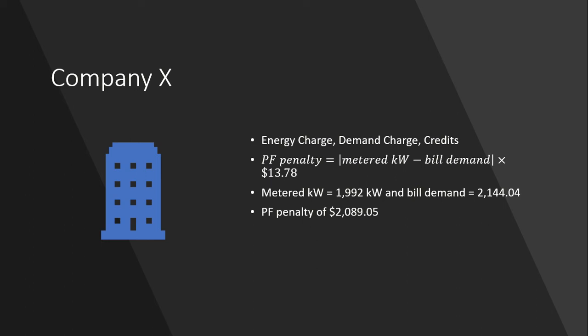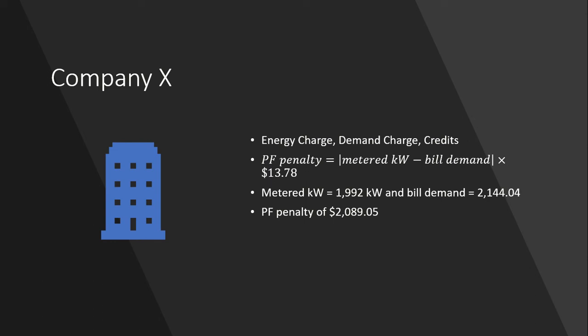So now we're going to look at some real companies' electric bills and see how they were charged for their power factor. Company X requested not to be named in the project, so we will refer to them as Company X. Company X got their bill in February 2019 that they provided me with, and their total charge was $66,217. The energy charge came from three main components, which was the energy charge, the demand charge, and credits.